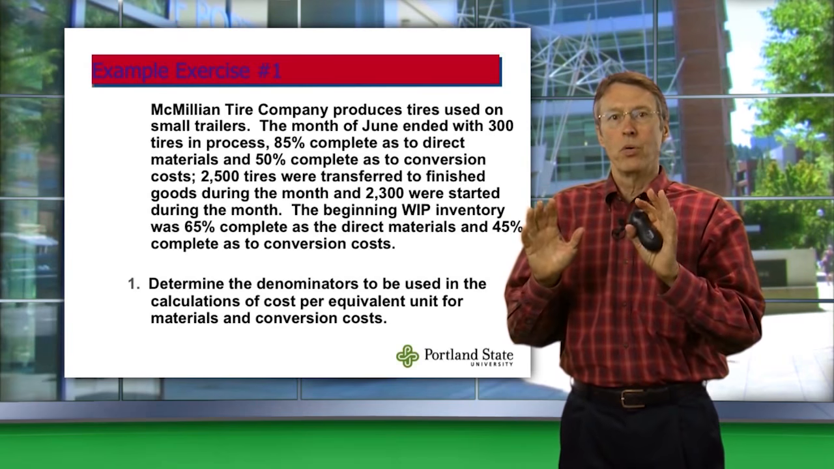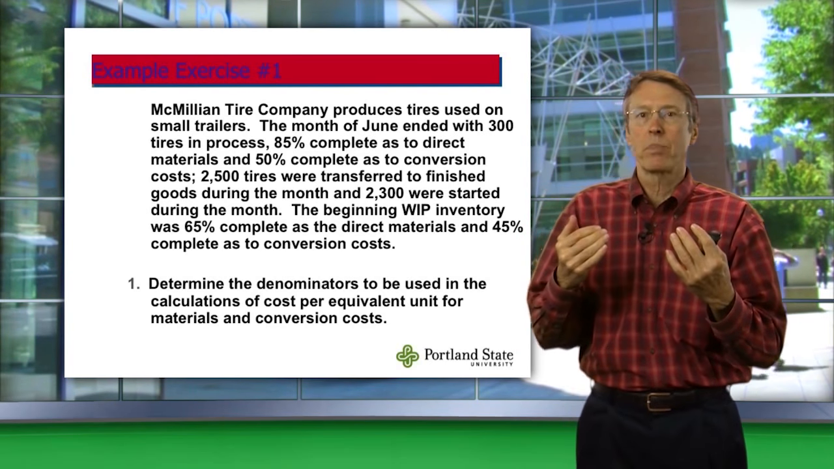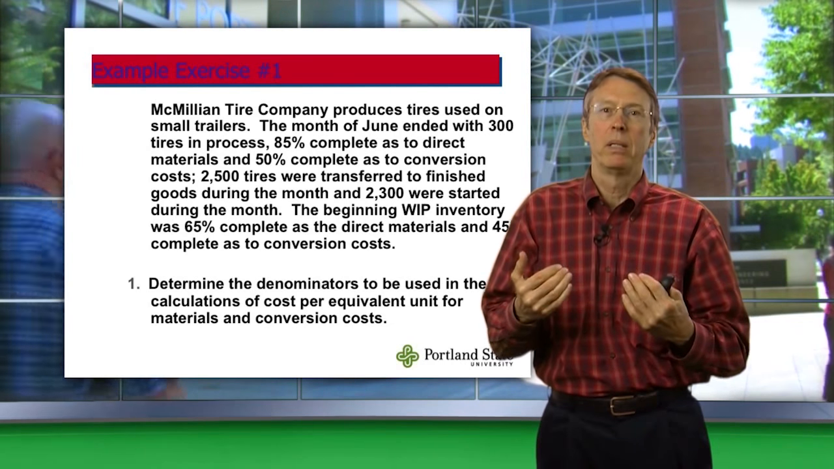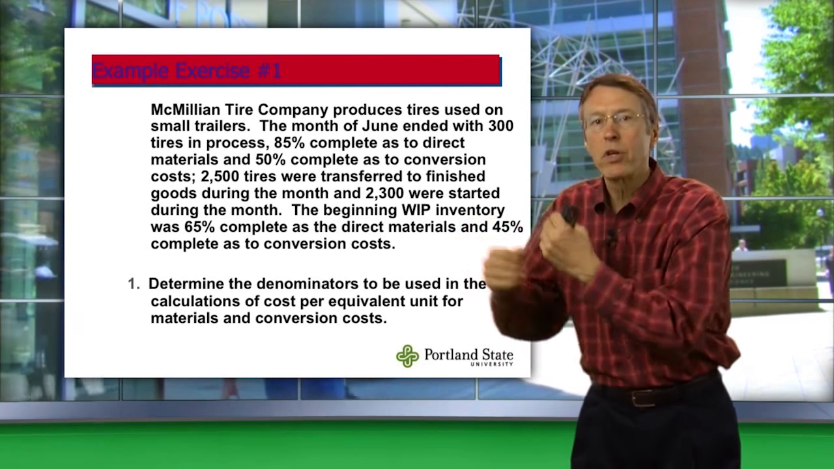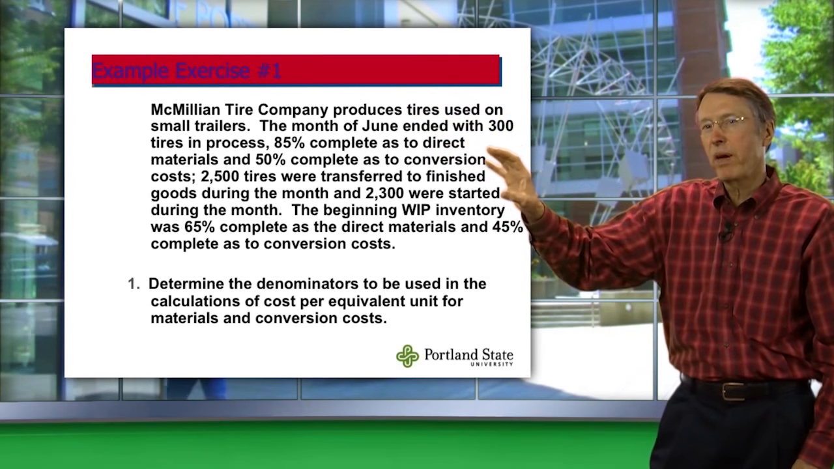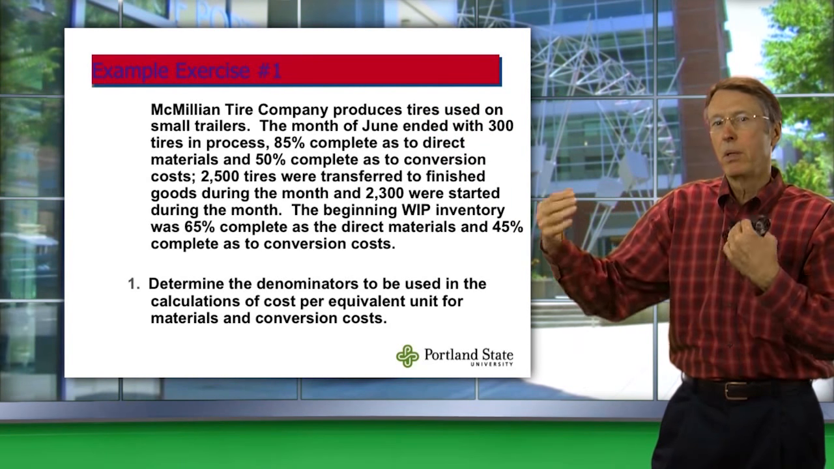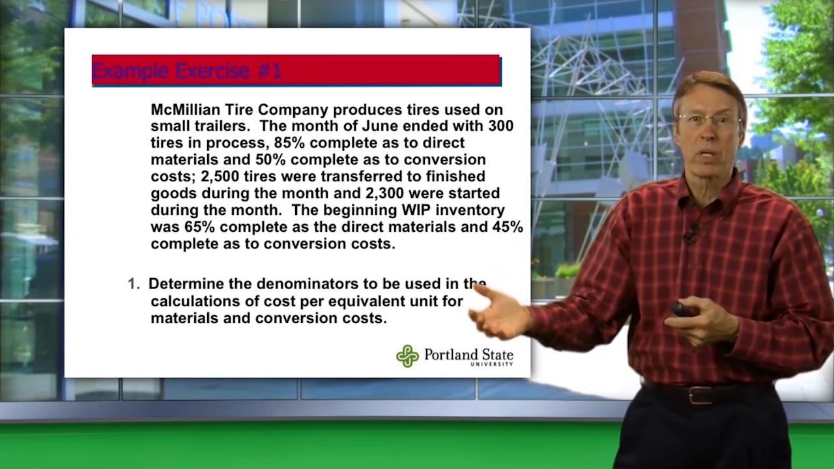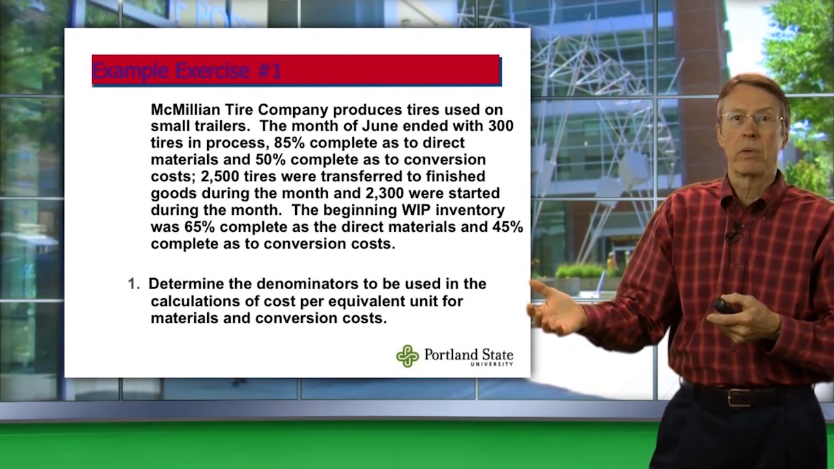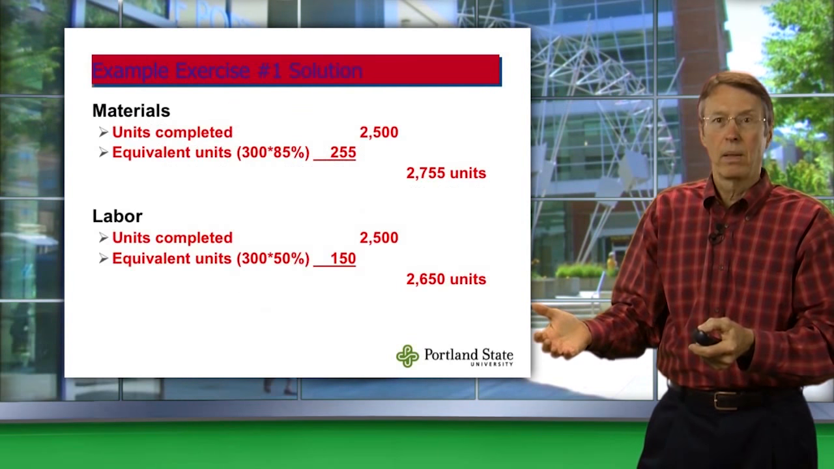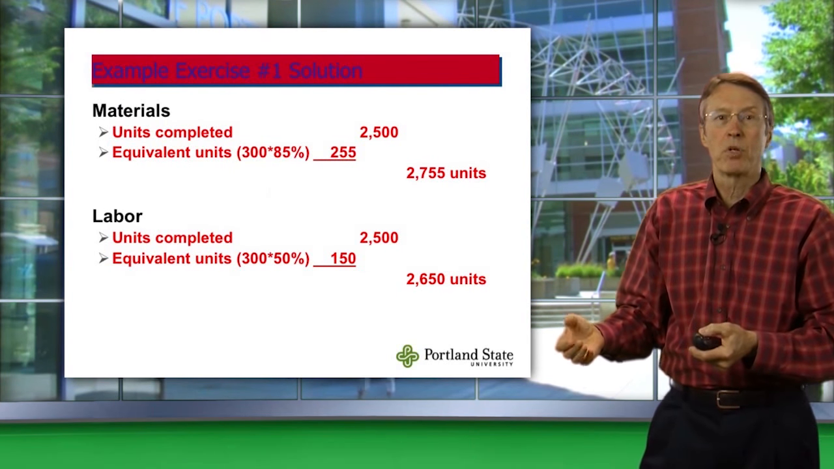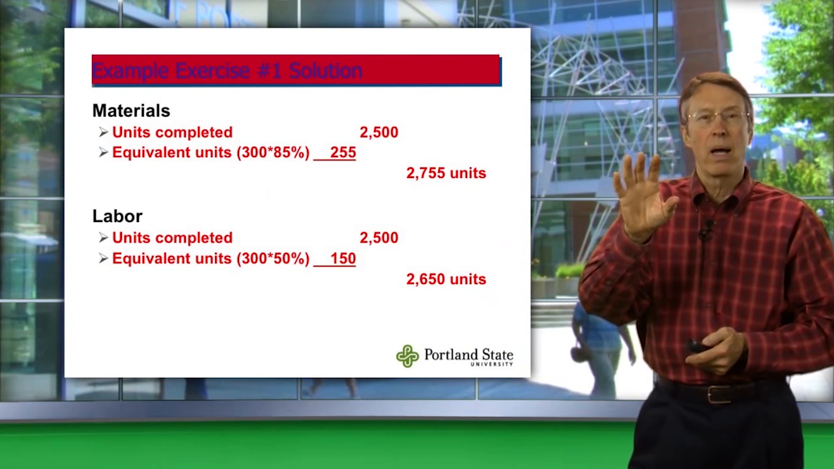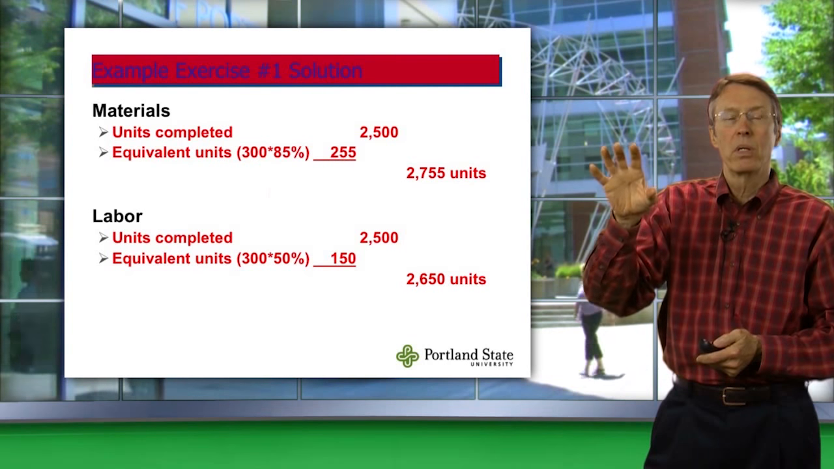They ended June with these tires in process, which were 85% complete with materials and 50% complete with respect to conversion costs. They transferred 2,500 tires to finished goods, and 2,300 were started. Beginning WIP was 65% complete with direct materials, and here we have 50% with respect to conversion costs. These are how we work our way through the materials.